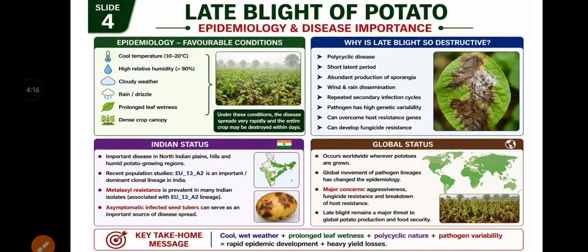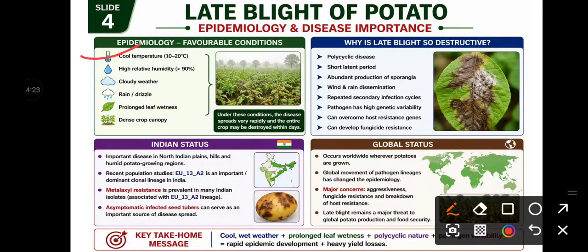Next, about the epidemiology. So the favorable condition for this disease is cooler temperature, 10 to 20 degrees Celsius. It requires very high humidity, more than 90%, cloudy weather, rain, prolonged leaf wetness, then dense crop canopy. Then why is this disease very destructive? The most important point is it is polycyclic in nature, because multiple infection cycles can occur in a single season, that is leading to heavy yield loss.